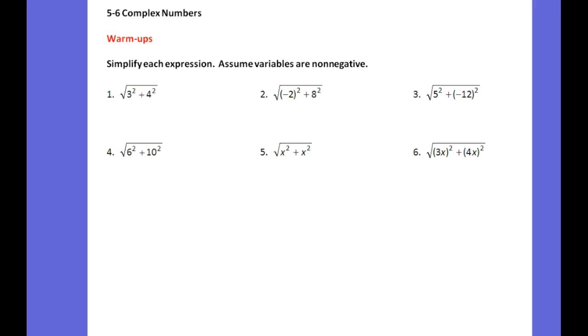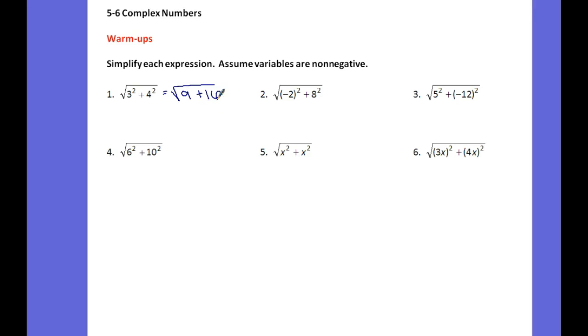All right. So, order of operations states that we need to square the inside before we square root the value. So, first thing you're going to do in number 1 is square the 3 and the 4. So, we want to square 3 and 4. So that this becomes the square root of 9 plus 16.